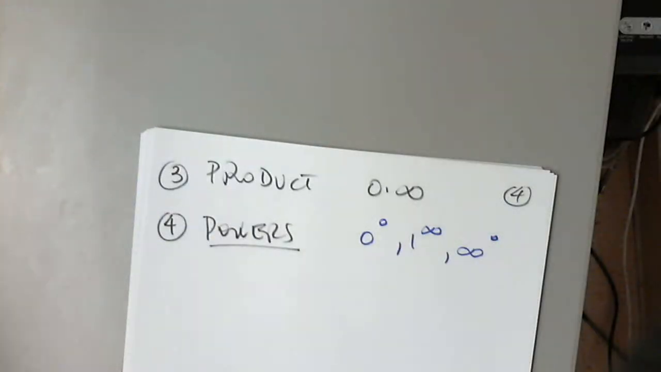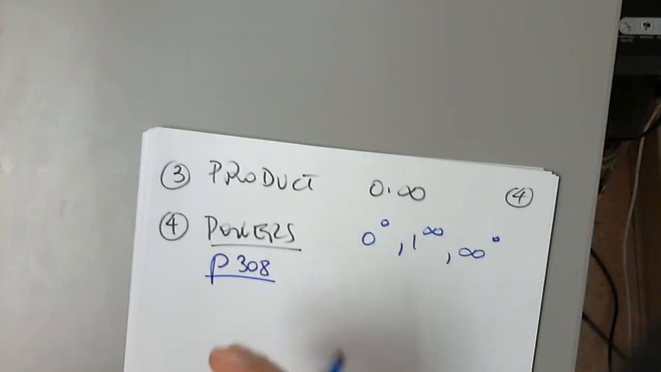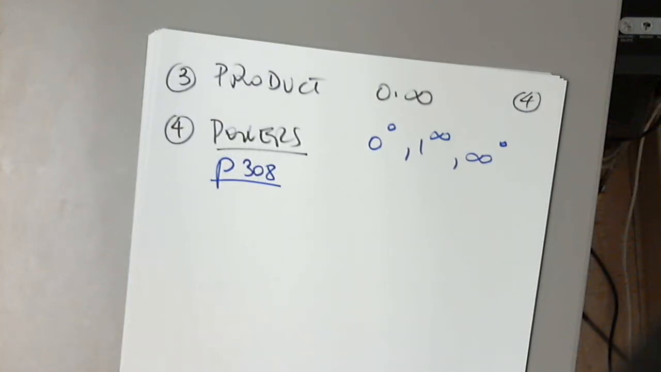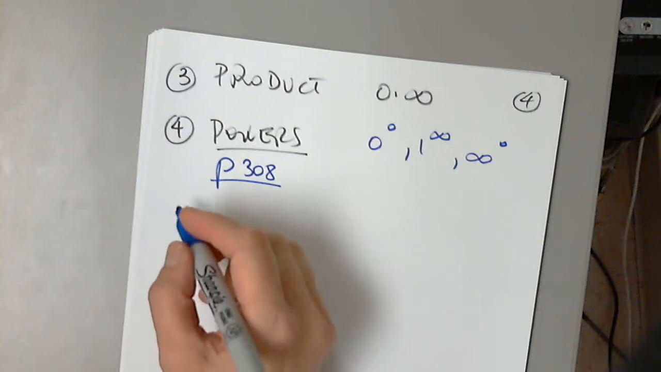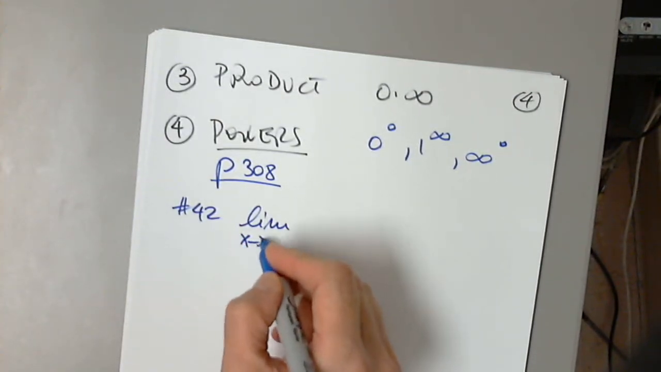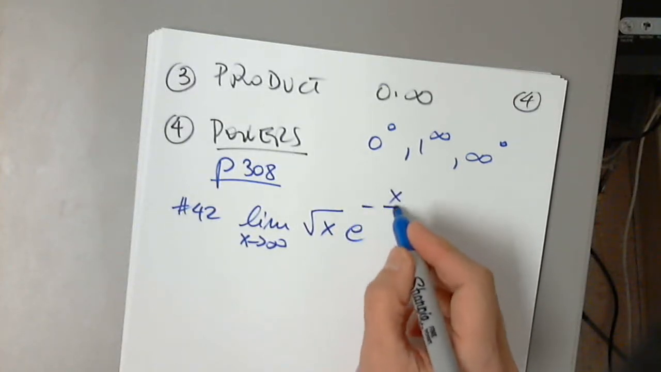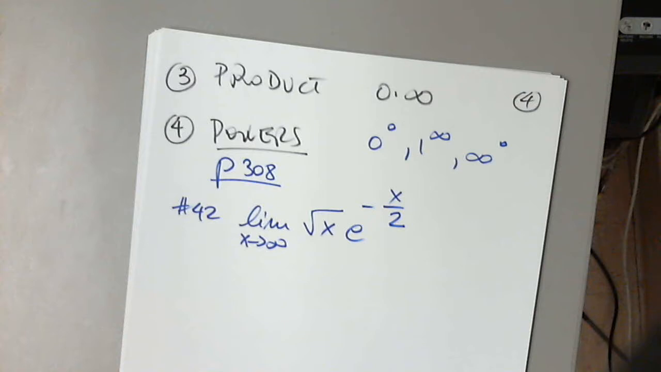Okay, so let's choose from products. If you have your book, feel free to choose. We are on page 308. And I'm going to choose a couple of powers. And here's one, number 42. We have the limit as x approaches infinity of the square root of x times e to the -x divided by 2.